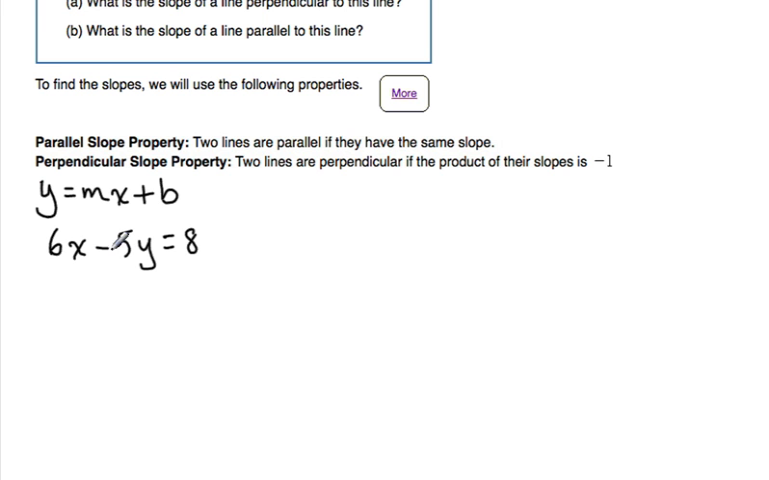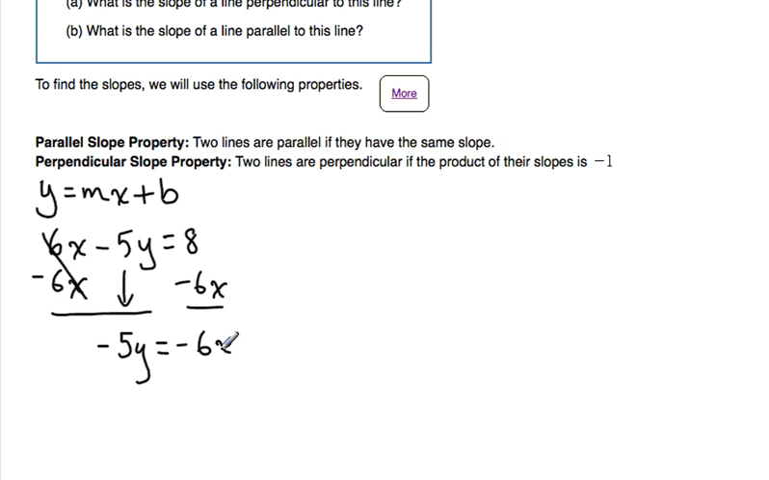The first thing we're going to need to do is move this positive 6x to the right side of the equation. In order to do that, we subtract 6x from both sides of the equation. And of course, these 6x's cancel out. We bring down the -5y. And on the right side, we are left with -6x and +8.